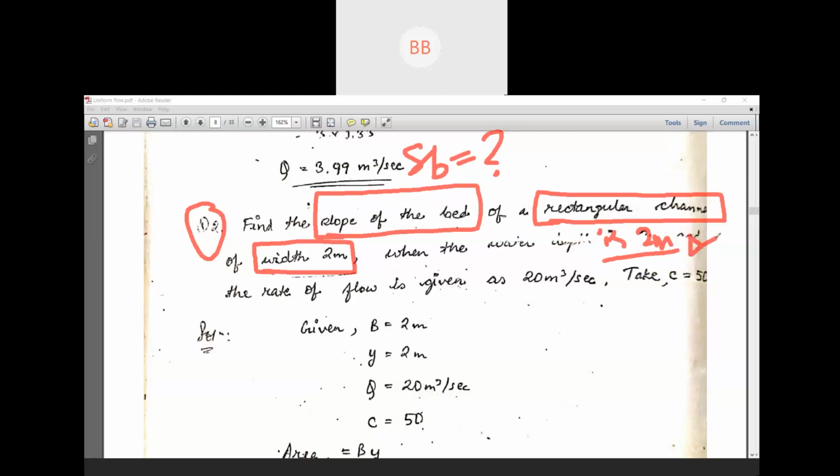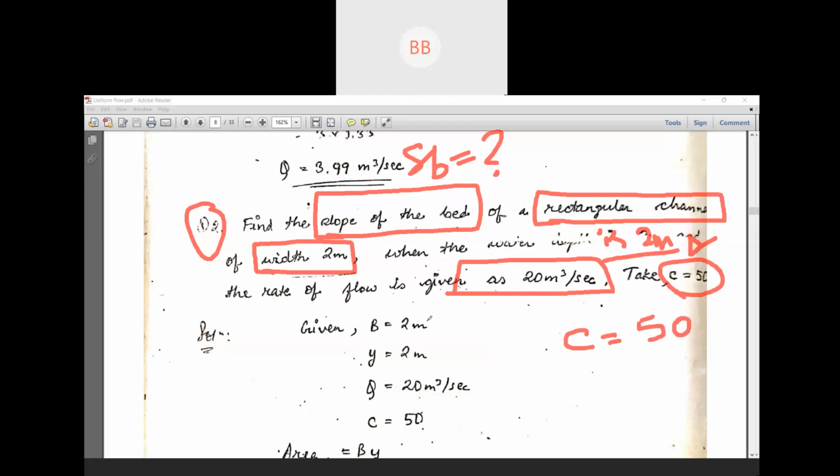And this is the end. Okay. Find the slope of the bed of a rectangular channel of width 2 meter when the water depth is 2 meter and the rate of flow, nothing but your discharge, is given as 20 meter cube per second, and we have Chezy's constant, that is equal to 50. C equal to 50. Okay.